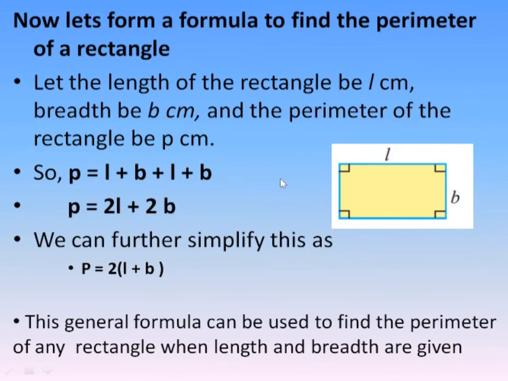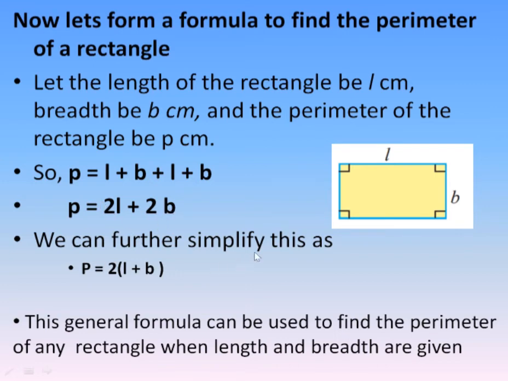Now let's form a formula to find the perimeter of a rectangle. You know, in a rectangle, only the opposite sides are equal. So the length is given as L, breadth given as B. So we are going to find the perimeter. We'll start from this point. L plus B plus L plus B. That is the perimeter of the rectangle. So P equals 2L plus 2B.